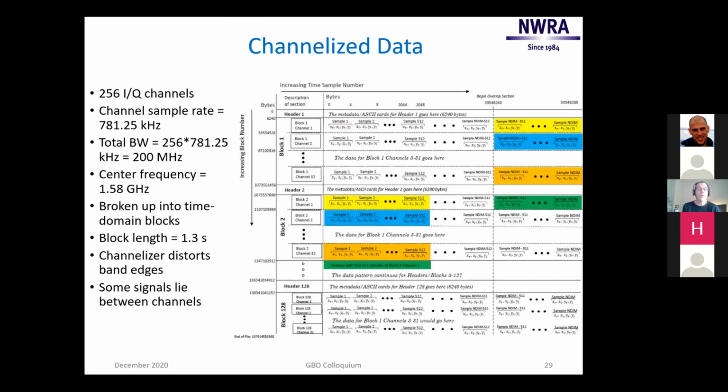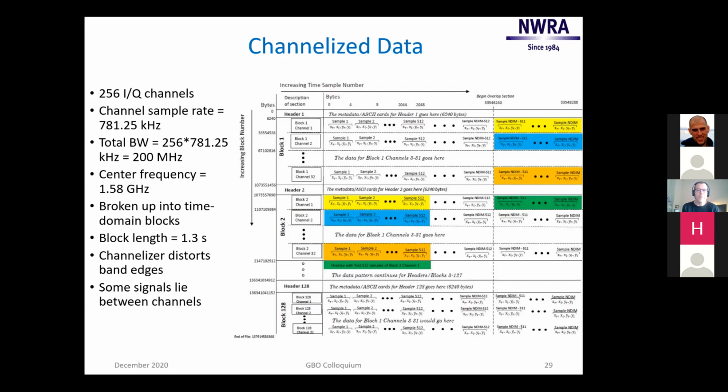So we have 256 IQ channels. Each one of those channels has a bandwidth of about 800 kilohertz. And so together they span 200 megahertz. And the center frequency of that 200 megahertz is about 1.58 gigahertz. So that's what they were staring at.